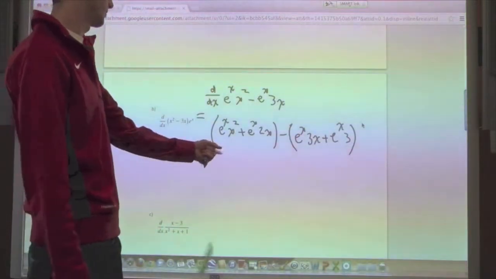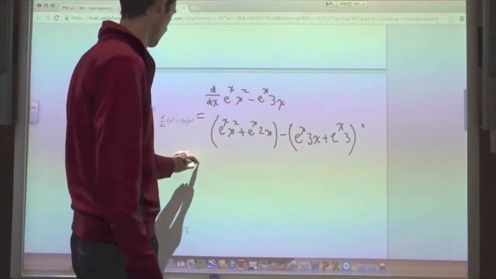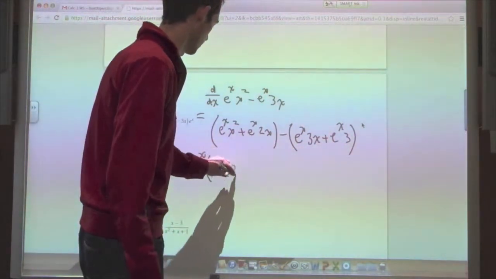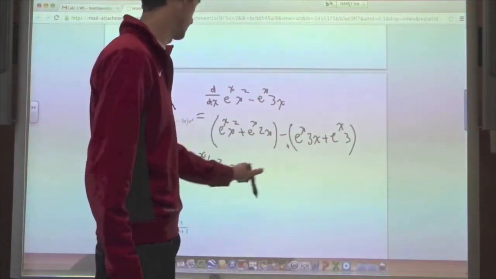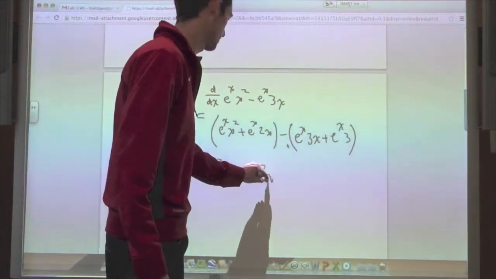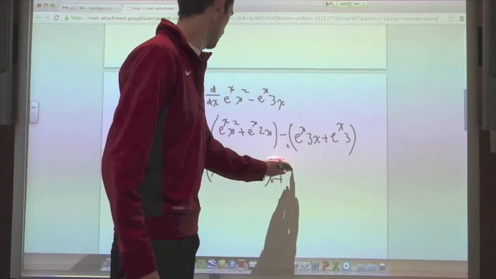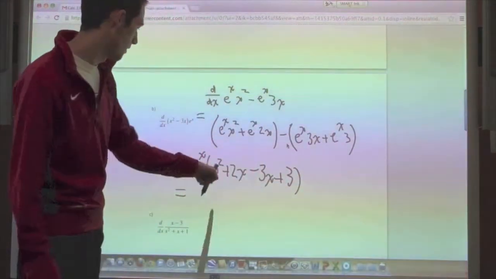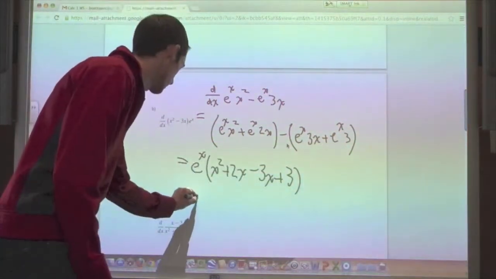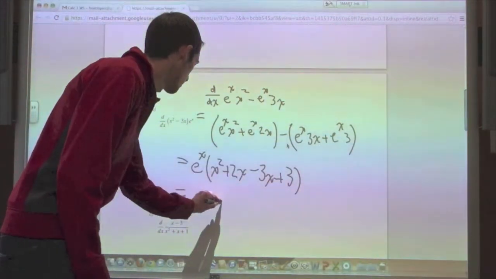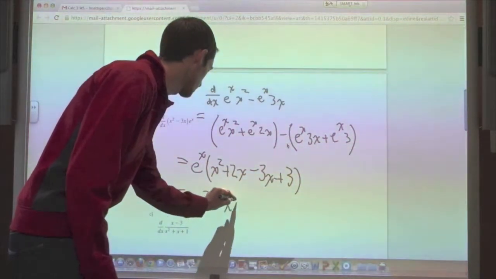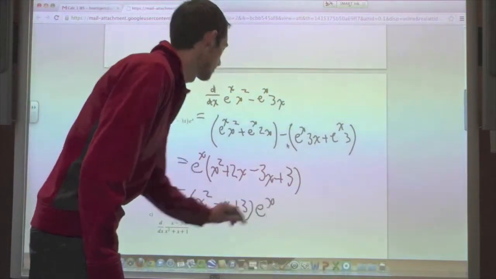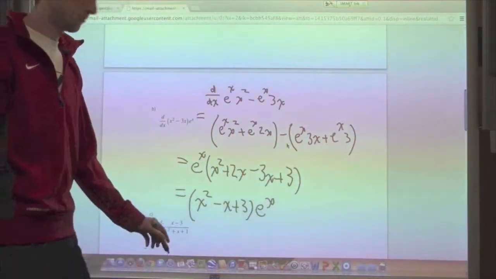So, since all these have an e to the x in it, you can go ahead and pull the e to the x out, and you get x squared plus 2x. This is a minus a positive, so minus 3x, and then plus 3. And then you could go one step further even, and we can combine these so that we get x squared minus x plus 3 times e to the x. And that's the answer to this one.